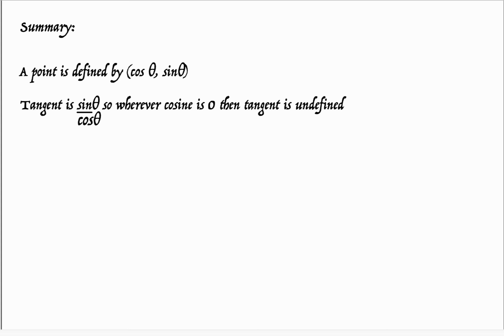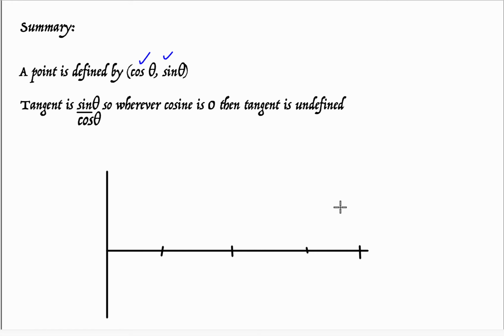So here's your summary. We know a point on a unit circle is defined by cosine, sine. Tangent is simply sine over cosine. And a tangent wave, which we will look at more, let me get a better drawing here, looks like this. 90, 180, 270, 360. All right, so remember we saw that right here, this was pi over 2, pi, 3 pi over 2.